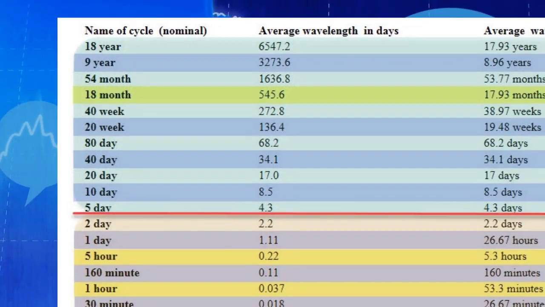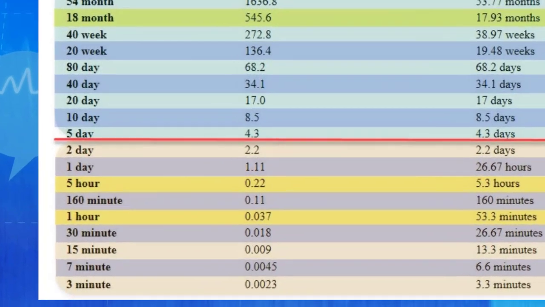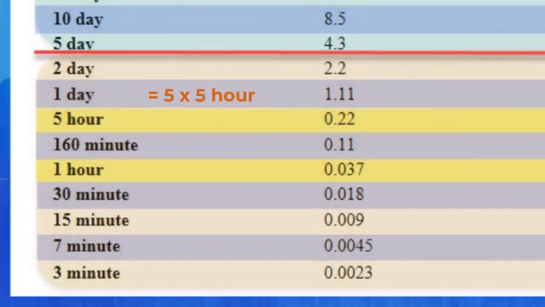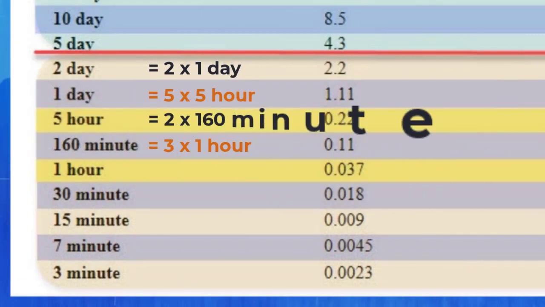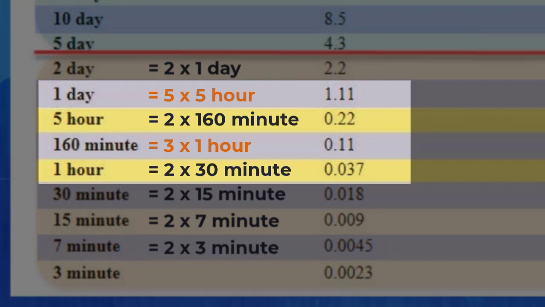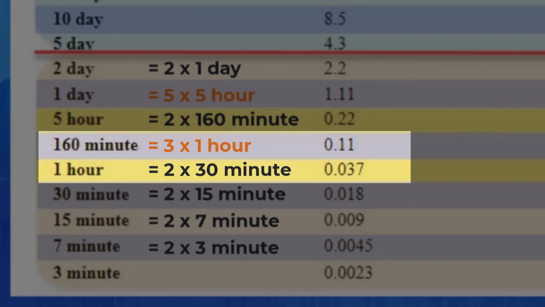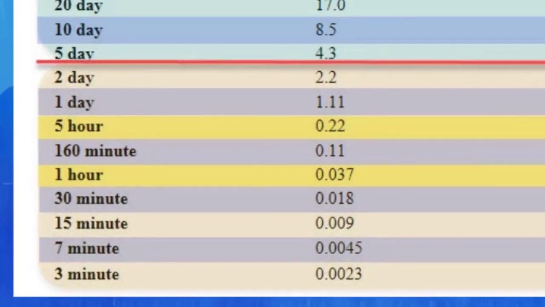If we step back a little bit and take a look at the part of the nominal model that has been developed since Hurst's initial work, you will see two cycles highlighted in yellow, the 5-hour cycle and the 1-hour cycle. That is because those cycles have different ratios with the cycles longer than them. The 5-hour cycle, for instance, has a 5-to-1 ratio with the 1-day cycle, and the 1-hour cycle has a 3-to-1 ratio with the 160-minute cycle.